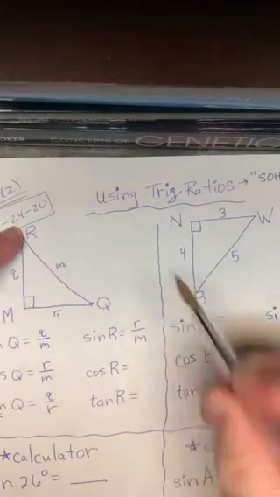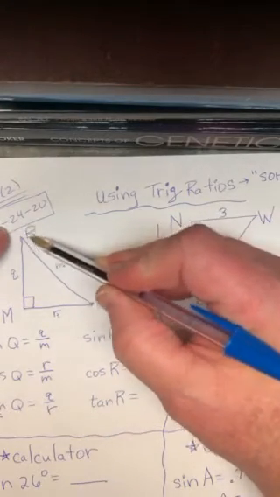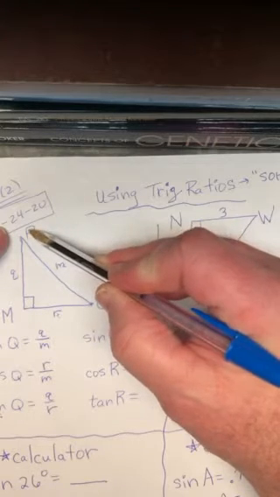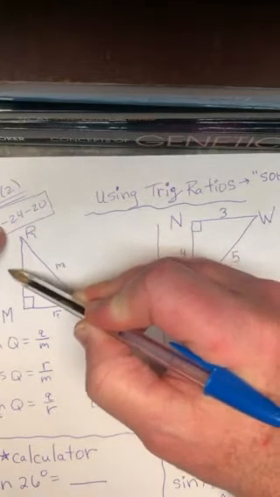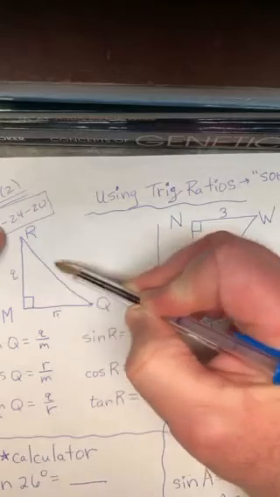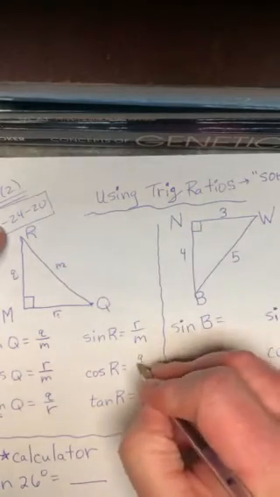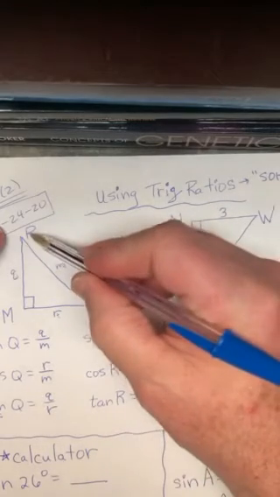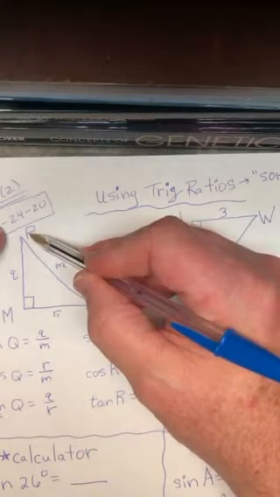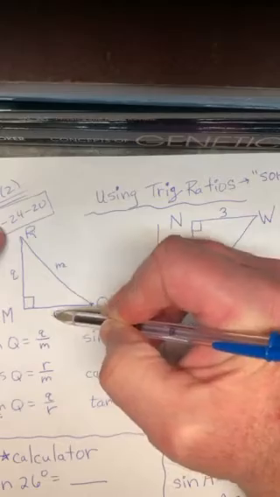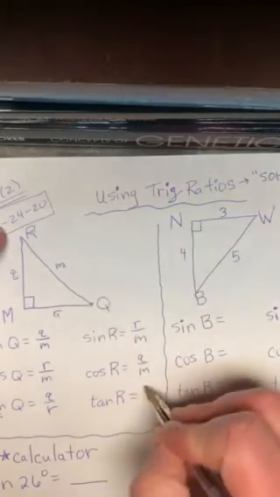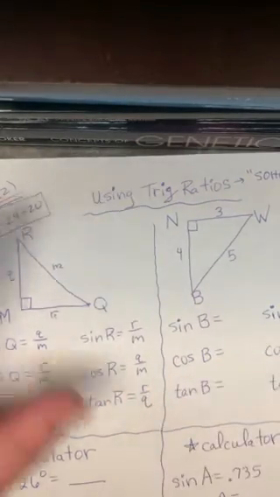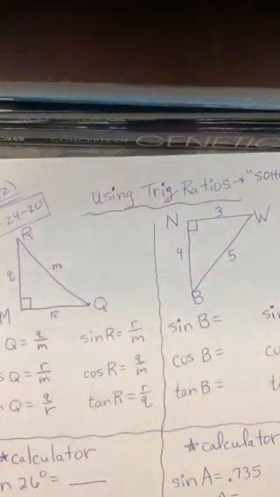Cosine of angle R. Again, I'm up here on angle R. What's the formula for cosine? It should be adjacent over the hypotenuse. So that'd be Q over M. And the tangent of angle R, there's R. Tangent is opposite over adjacent. So it'd be R over Q. We're just using trig ratios to find our formulas, okay?